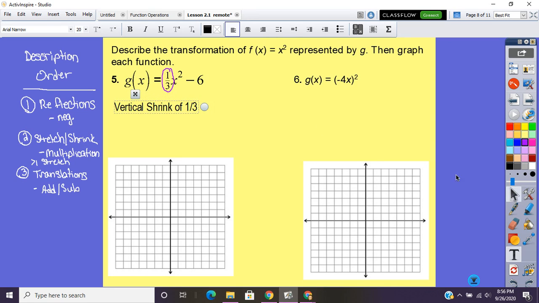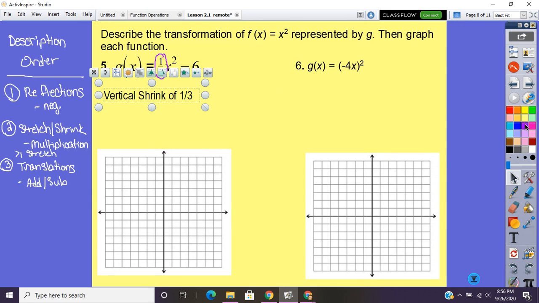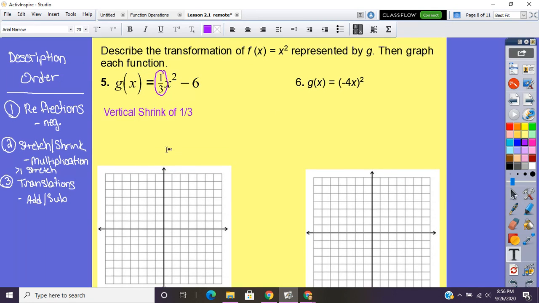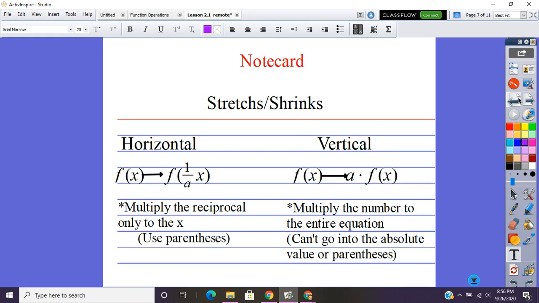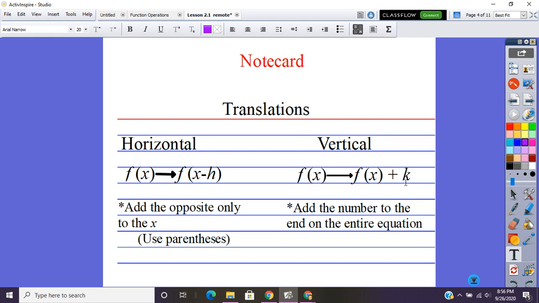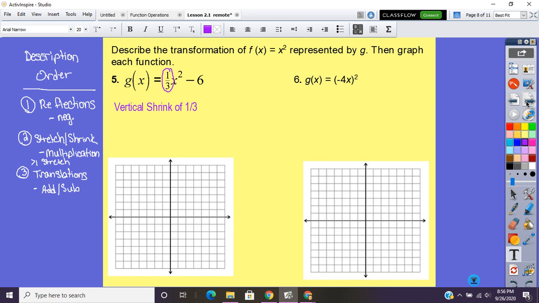All right, now that's all of our multiplication and division. The next thing I'm looking for is, is there any addition or subtraction? Well, there's a subtraction at the very end. If I go back and look at this, since it's at the very end, it's a vertical. And it's a subtraction, so that means this is going down 6. We'll come back and actually graph this in a second.